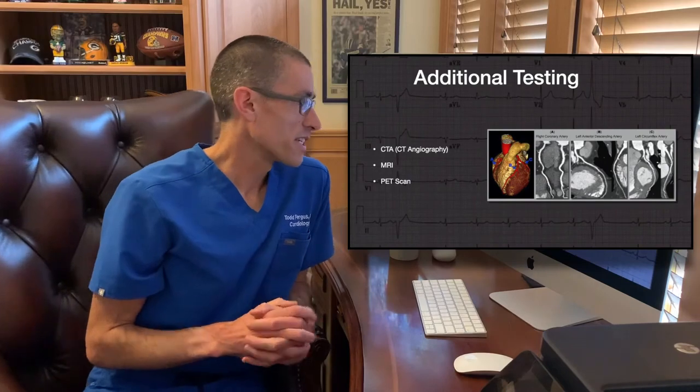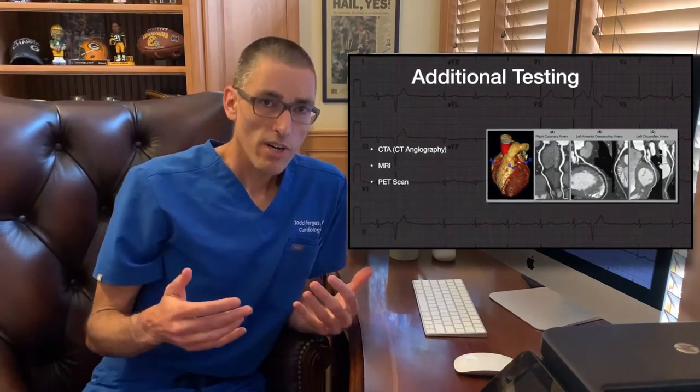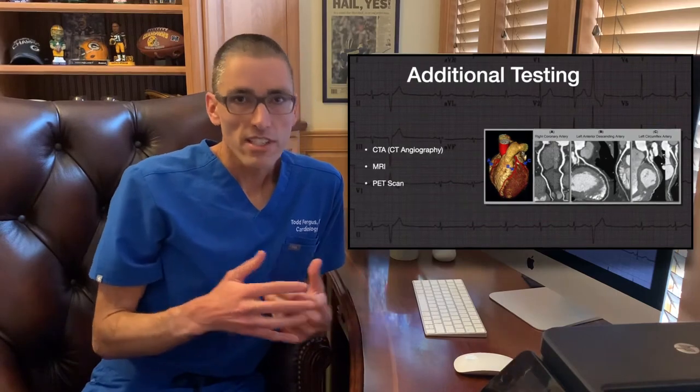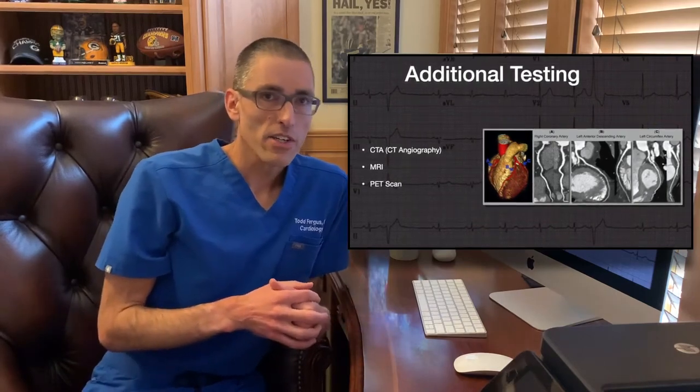supplies that territory. There are other tests that we can do when we're evaluating someone for coronary artery disease, things like CT angiograms or PET scans or MRIs. These are generally less common than a standard echo or nuclear stress test, but they all have their role and they all have their pros and their cons.